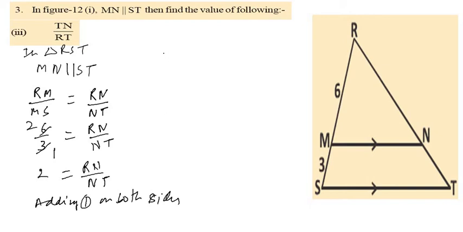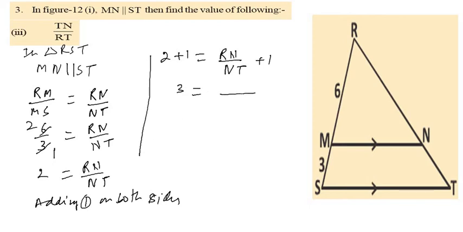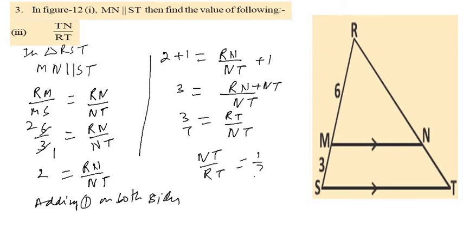Yes, we can add here. It is 2 plus 1 and here is Rn upon Nt plus 1. It becomes 3 and here, taking the LCM, it is Nt and here is Rn plus Nt. So 3 will be equal to Rn plus Nt, that is the Rt. So you have to write Rt upon Nt. Now just reverse this one. So it is Nt upon Rt will be equal to 1 by 3 and that will be your answer.